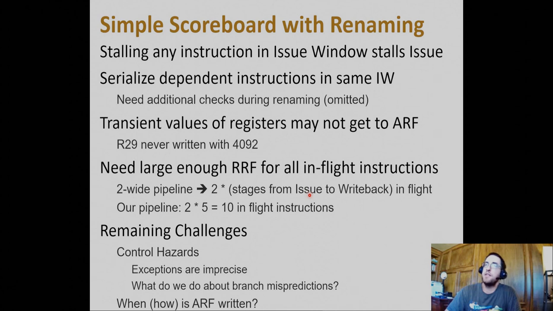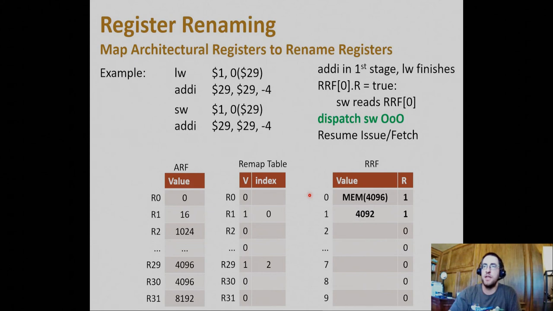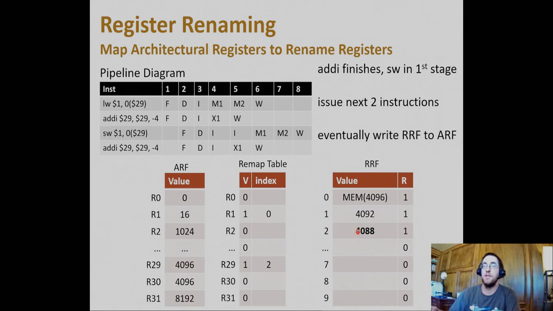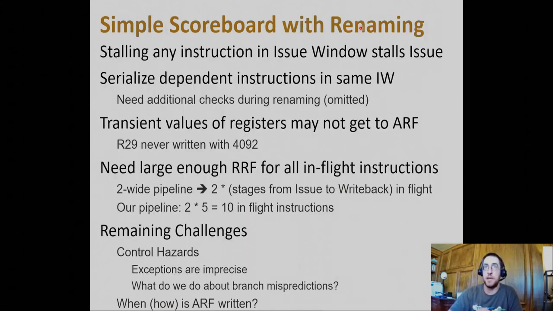An interesting side effect of this is that registers whose values change multiple times within a limited distance of each other may not actually update the architectural register file. So R29 in this example never gets written with the value 4092. R29 is initially 4096, then it becomes 4092, then it becomes 4088. Eventually, this 4088 is what gets written into R29 in the architectural register file. So the register file never actually sees this value 4092, which is an interesting side effect of renaming.